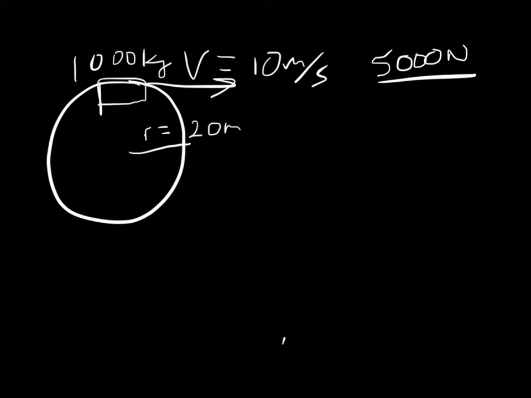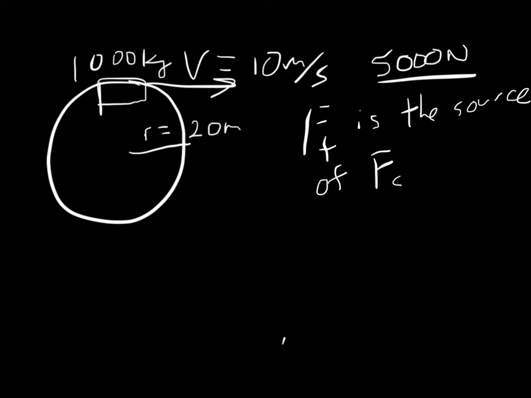Okay, so we've ascertained that 5,000 newtons is our force. We've also ascertained that friction is the source of F sub c. Okay, now, I said F sub c, anywhere, anytime in the universe that something moves in a circle.